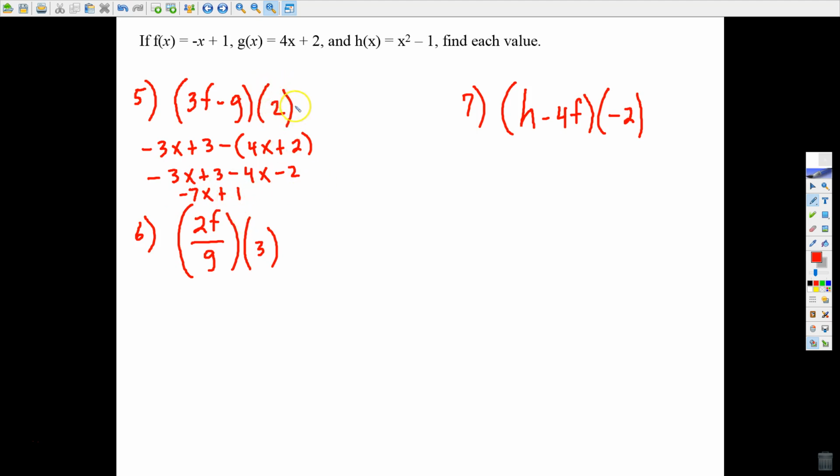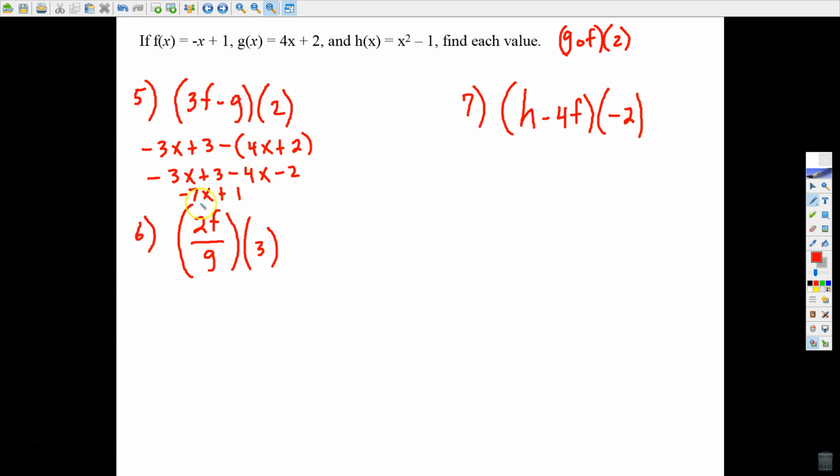Okay, now this 2 does not mean multiplication. It means an input. Just like later on we're going to see expressions like this: input 2 into the f function, and then whatever that gives you, you'll input it into the g function. Well, the 2 in this case is acting the same way. It means input 2 into the result of 3f minus g.